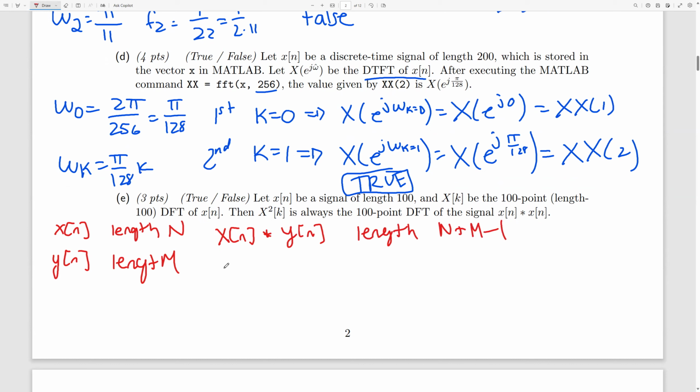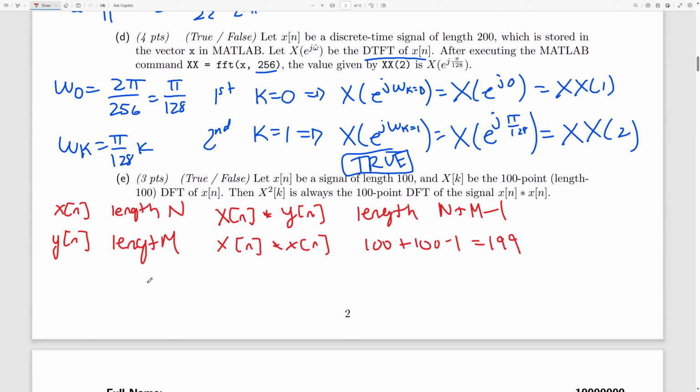In the case of the particular problem, when you do x of n convolved with itself, it's going to be a length of 100 plus 100 minus 1 equals 199. So because of this mismatch between a DFT of length 100 relative to the 199-length signal, there's going to be some mismatch. And because of this, the answer is actually going to be false.